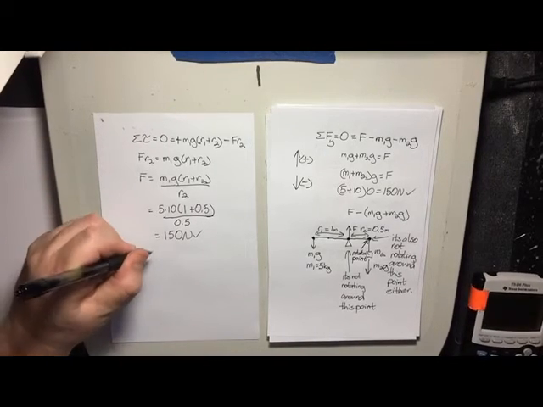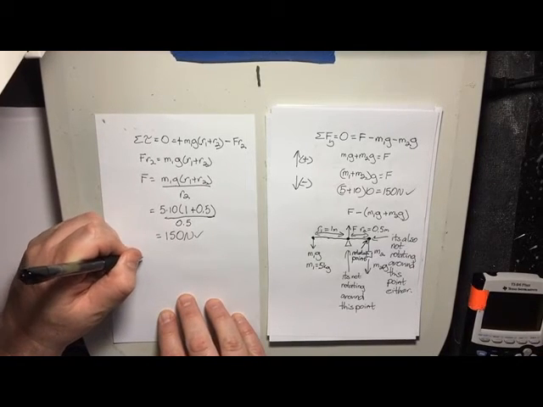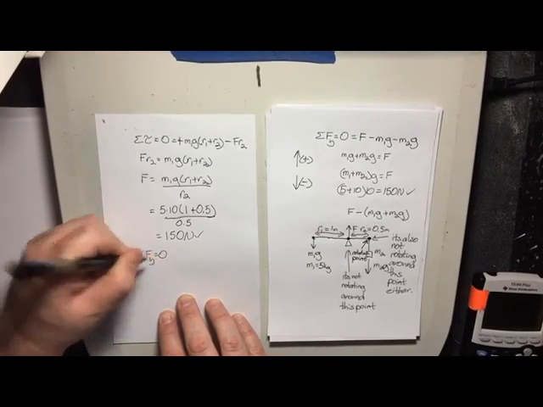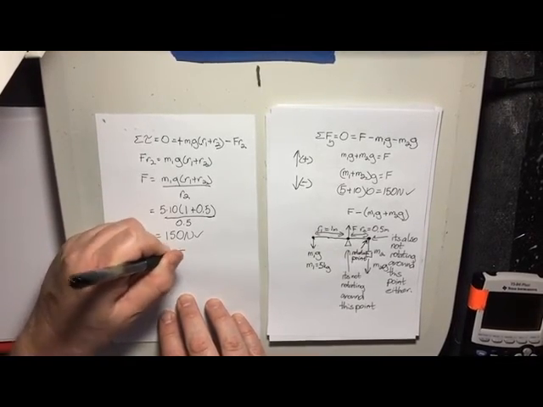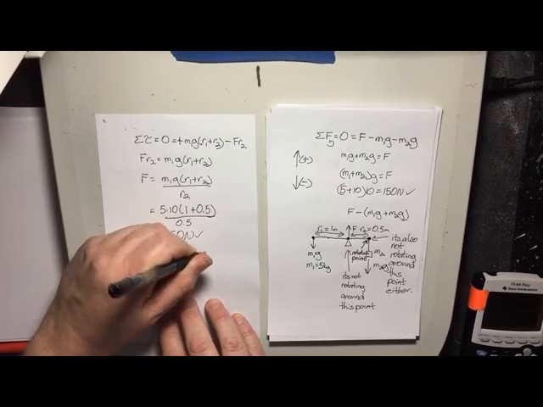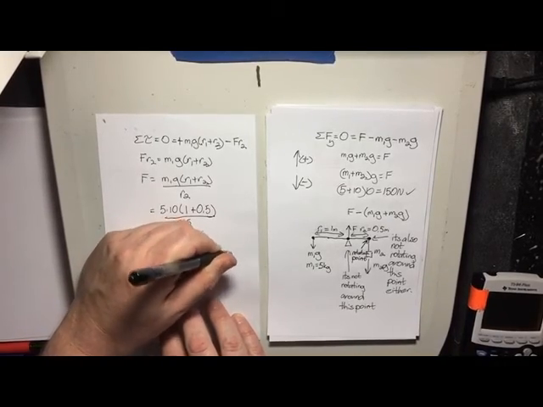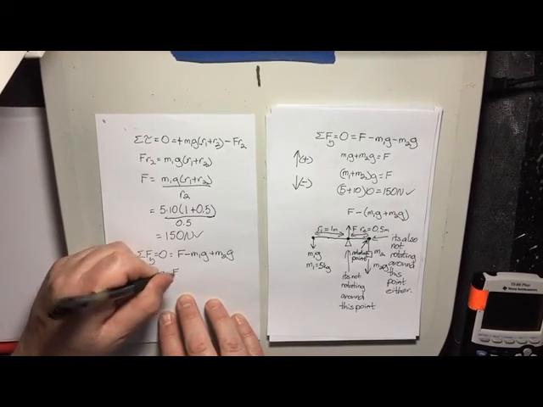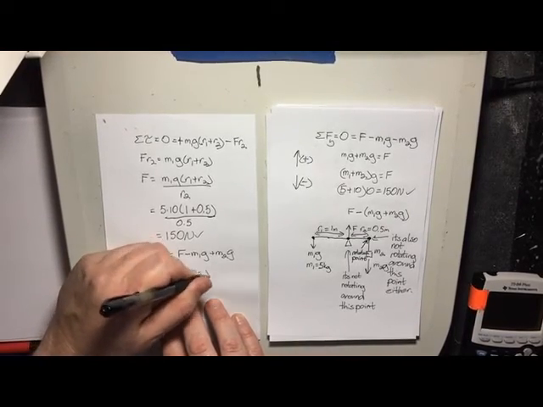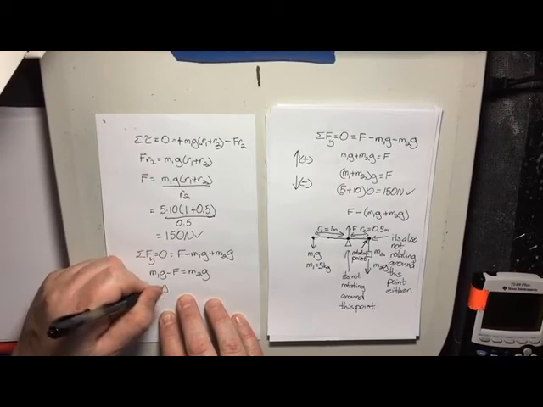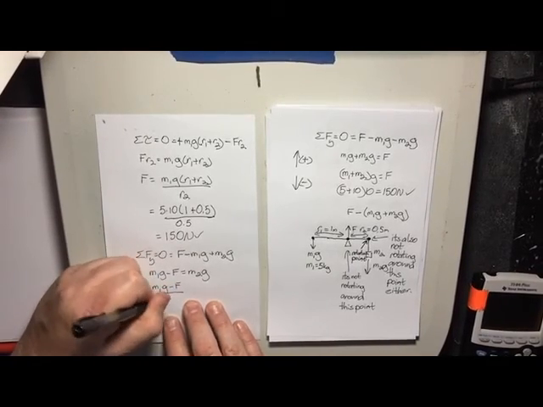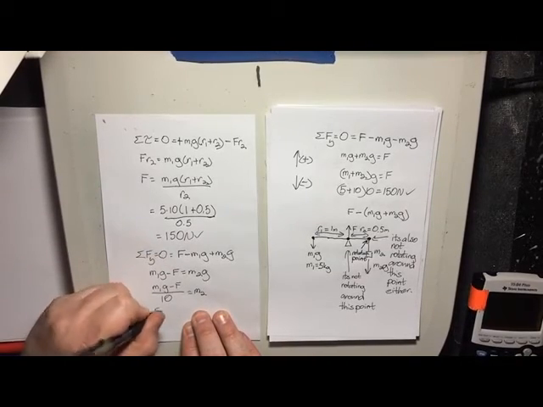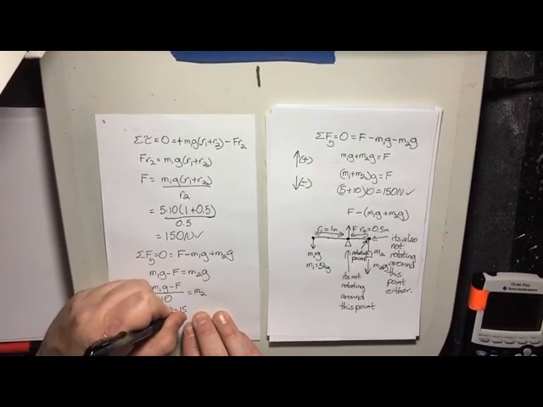And we could do this the same way to get M2. Sum of the forces is equal to 0. That means F minus M1G plus M2G. I'm looking for M2, so M1G minus F is equal to M2G. M1G minus F over G is equal to M2. M1 is 5, G is 10, force is 150.